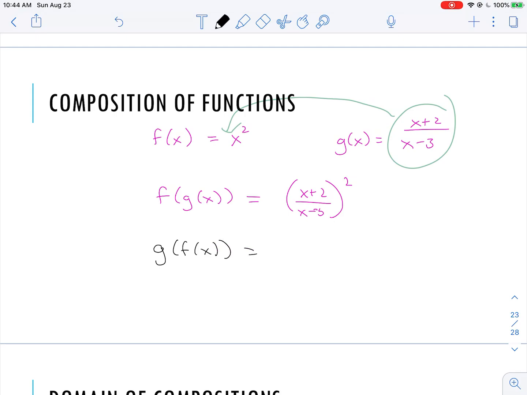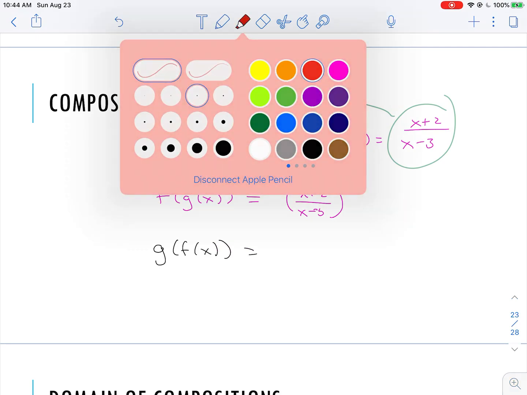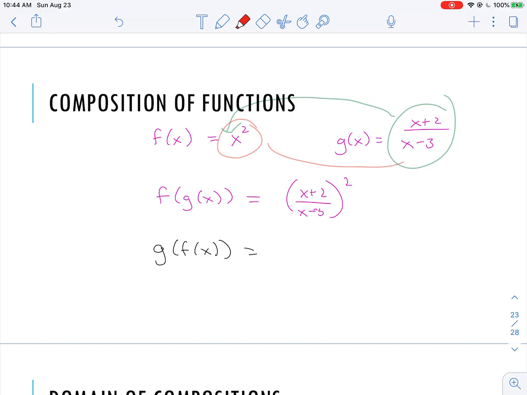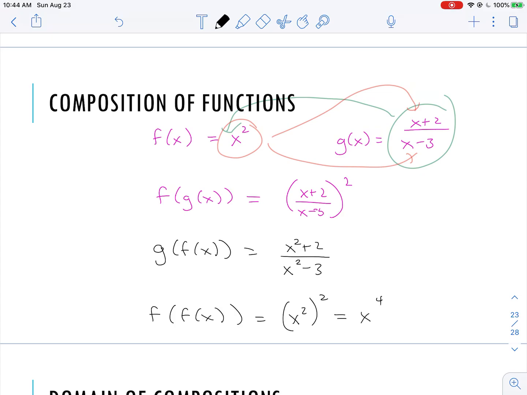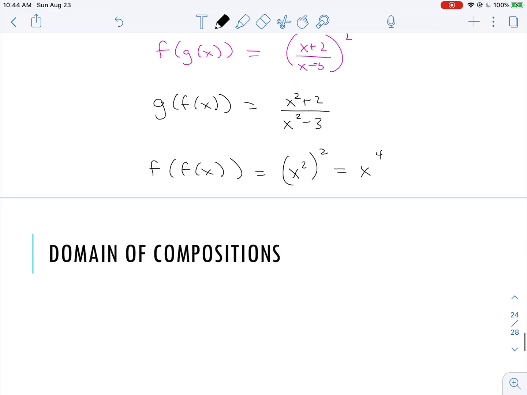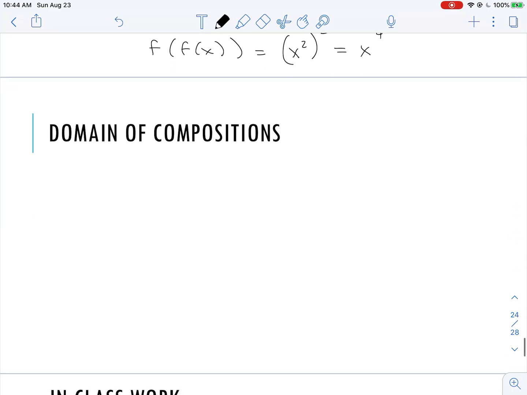We could also have g of f of x. That would take f and plug it into the x values in g. So I would have (x squared plus 2) over (x squared minus 3), and that would be g of f of x. You can also do a composition of a function with itself. So f of f of x: you would take x squared and plug it into x squared, so you would have x squared squared, or x to the 4th.